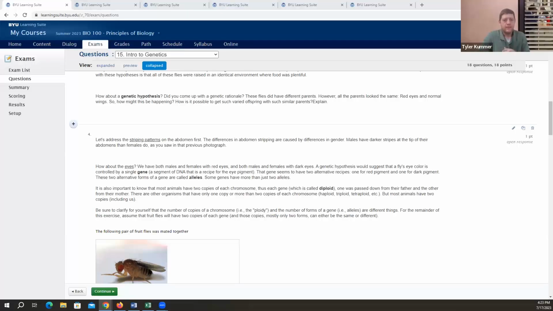So the question here is, are alleles just types of genes? Yeah, they're a form of a particular gene, right? So eye color is the gene, and you can have the red allele or the dark allele. So it's differing forms of the recipe for eye color.